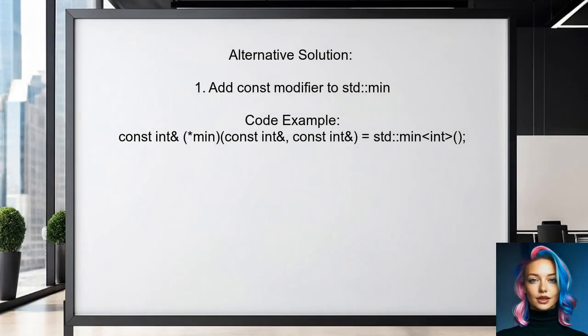One alternative solution provided by a user is to add a const modifier when using std::min. They suggest defining a pointer to the min function like this: const int& (*const fn)(const int&, const int&) = std::min<int>. This approach can help resolve compilation issues.